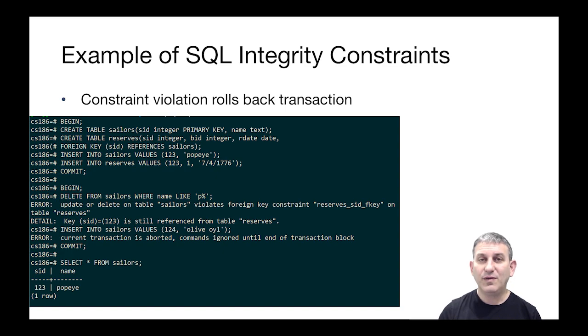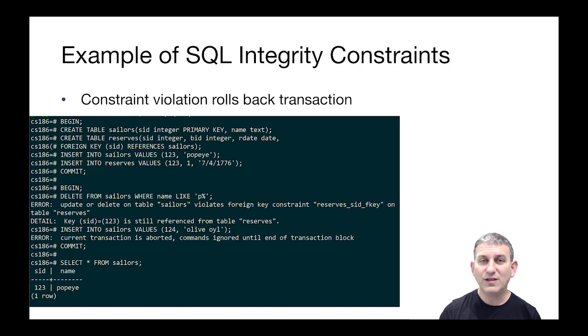All right, here's another example of rollback with SQL integrity constraints. And this is a constraint violation that'll roll back a transaction. What we're looking at here actually is a screenshot from running this transaction in Postgres. So we begin with a begin transaction. We create a table sailors, which has a primary key SID. We create a table reserves, which has a foreign key referencing sailors, which is also called SID. We insert into sailors the value 123, Popeye. We insert into reserves a value that has Popeye reserving boat number 1 on July the 4th, 1776, and we commit. Okay, so that's the state of our database right now.